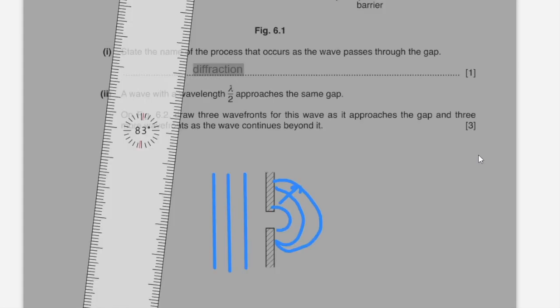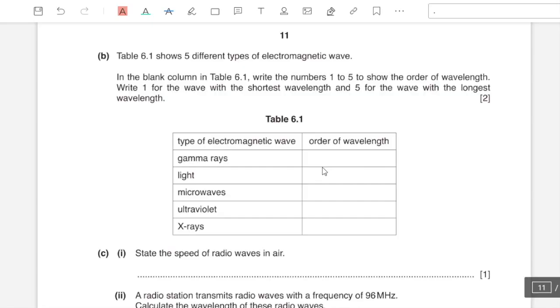B. Figure 6.1 shows 5 different types of electromagnetic waves. In the blank column in table 6.1, write down the numbers 1 to 5 to show the order of wavelength. Write 1 for the wave with the shortest wavelength and 5 for the wave with the longest wavelength. Starting with the shortest wavelength, over here, that means the highest frequency.